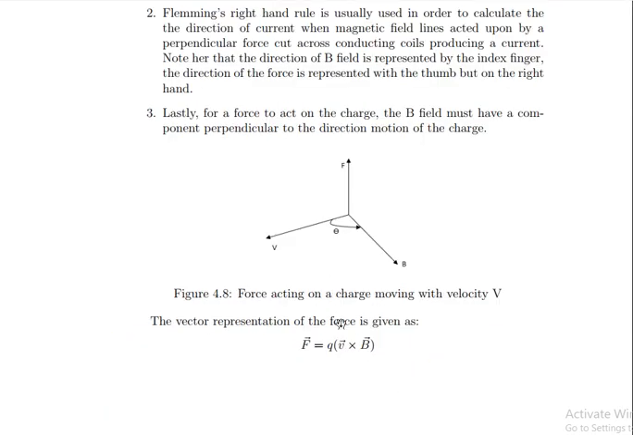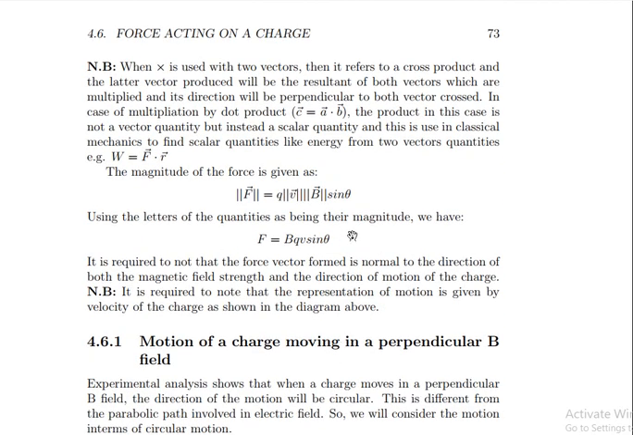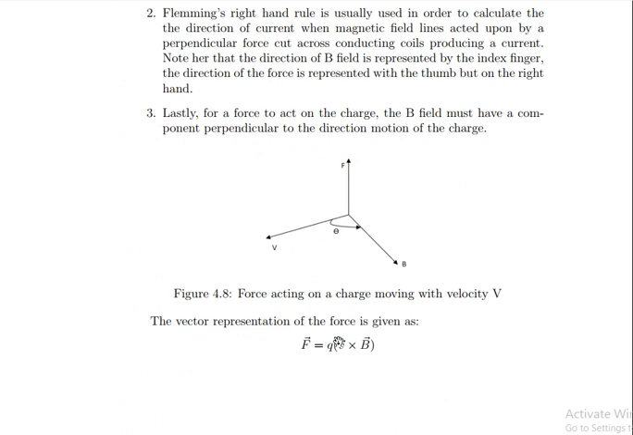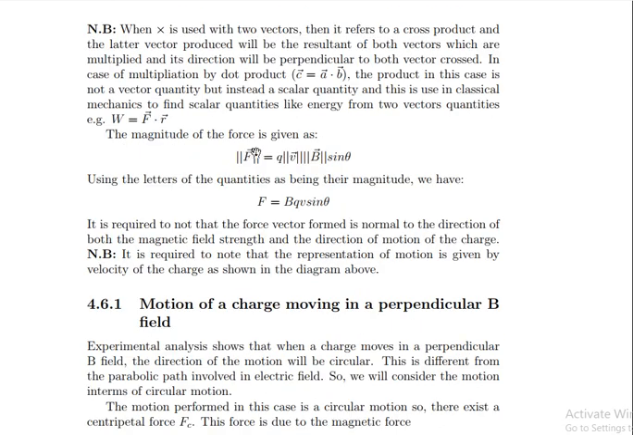Now, taking all this into consideration, the magnetic force is given as a vector cross product, where we cross the V vector with the B vector in this direction. It is not B cross V, it is V vector cross B vector times the charge. So the magnitude of F equals q V B sine theta. So F is equal to B q V sine theta.